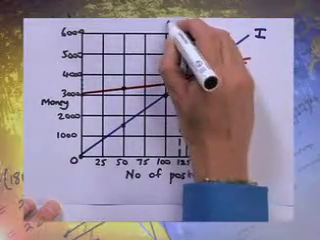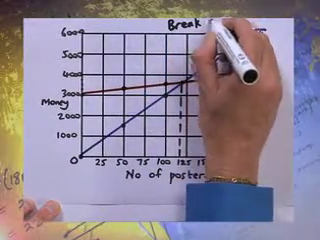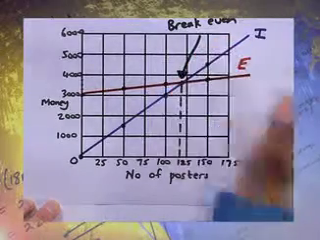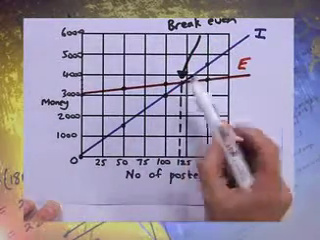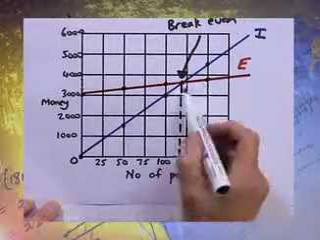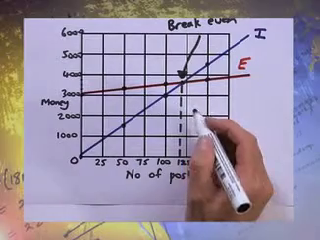Okay, I'm going to write it up top here. Break even. At that point there. That's very important. Now we're going to get to how many posters cause break even. So once he makes 100 and something posters, we can say from there onwards he's going to make a profit. In the beginning he's not making much money because he hasn't made many posters.